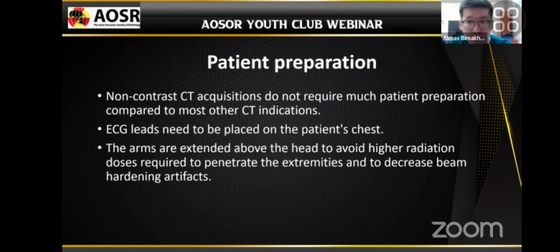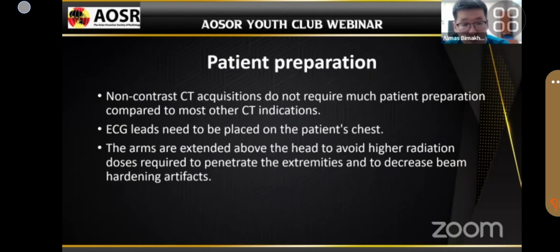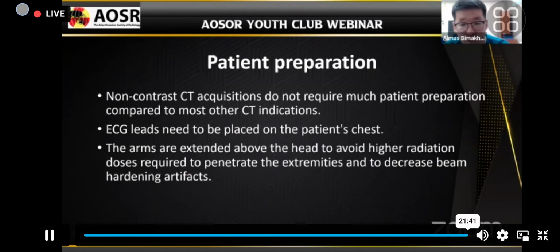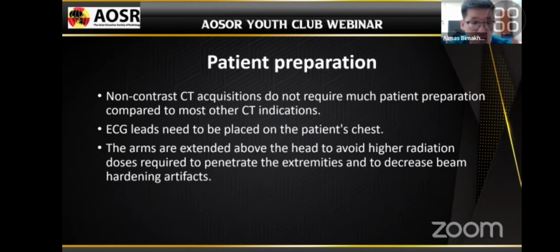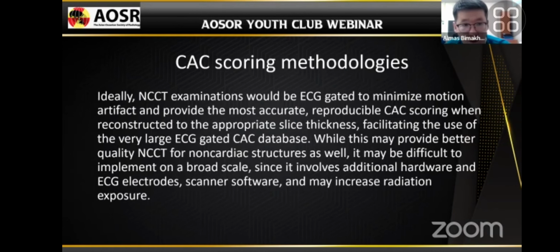So what do we need to prepare the patient? It is a non-contrast CT acquisition, so it does not require much patient preparation compared to most other CT indications. ECG leads need to be placed on the patient's chest. The arms are extended above the head to avoid the high radiation doses required to penetrate the extremities and to decrease beam hardening artifacts.